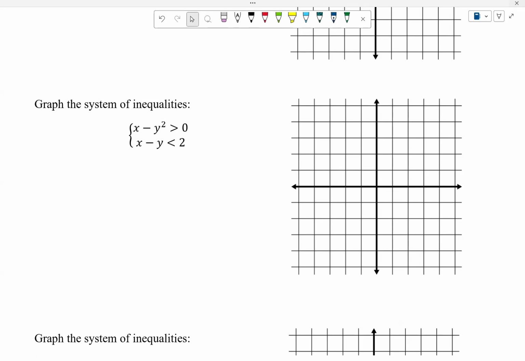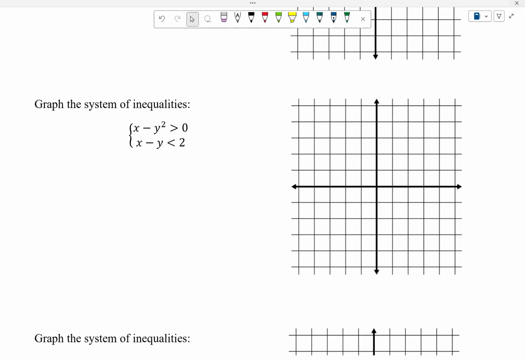x minus y squared, x plus y... positive 2, intersect. And the part that gets shaded. Okay, so ready or not, I'd like to hear what you're doing. Ronan, can you help me out with this one, please? Let's give Ronan a moment.